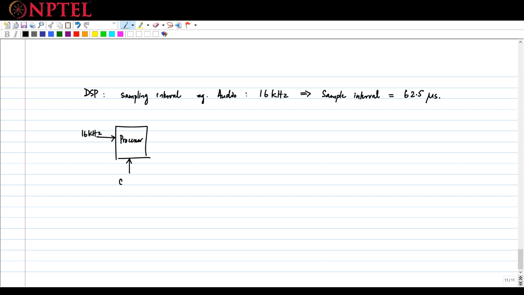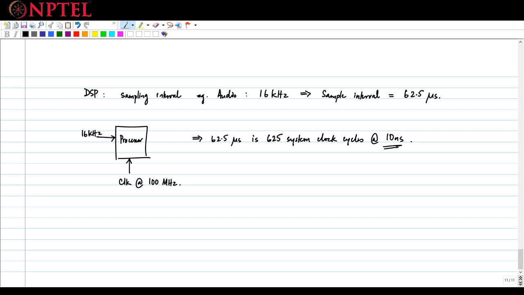I could perfectly well give this a different clock, let's say even at 100 megahertz, right? So what this means is, for every 62.5 microseconds, this corresponds to 625 system clock cycles. Why? Because the system clock is working at 10 nanoseconds, that is 100 megahertz.